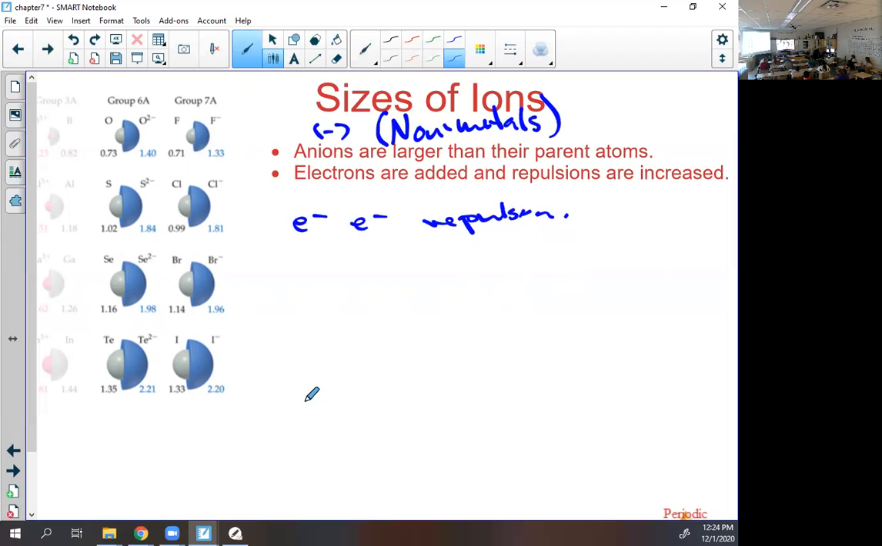More electrons that you have, the more space they're going to occupy. It's not bad. Yep, exactly. Analogies. Everything's an analogy that might work.